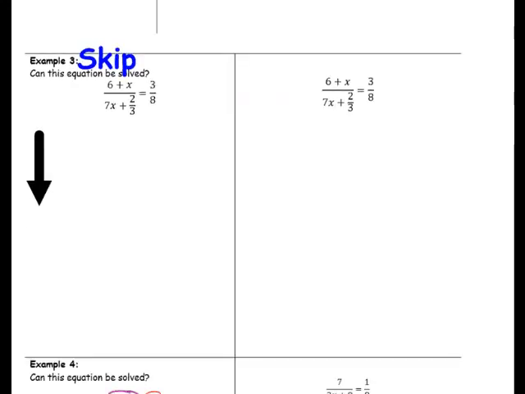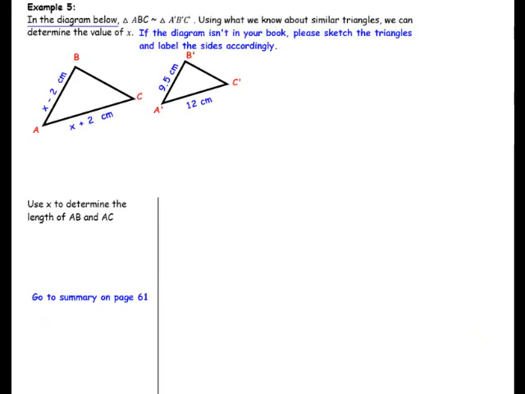We're going to go ahead now. We've done example 4. We're going to do example 5 next. In the diagram below, now it's come to my attention that the diagram may not be in your book. So if the diagram isn't in your book, pause the video and sketch the triangles. Label the sides accordingly. Pause the video while you do this.